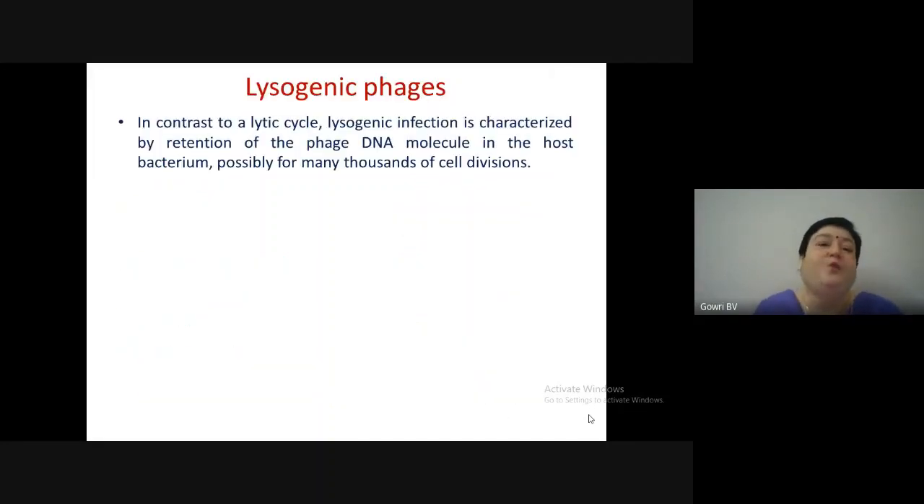What happens with lysogenic phages? Lytic and lysogenic phages are the two types of phages we come across. In contrast to a lytic cycle, lysogenic infection is characterized by retention of the phage DNA molecule in the host bacterium, possibly for many thousands of cell divisions. So lysogenic phages remain within a bacterial cell for generations together. That is what this sentence means.